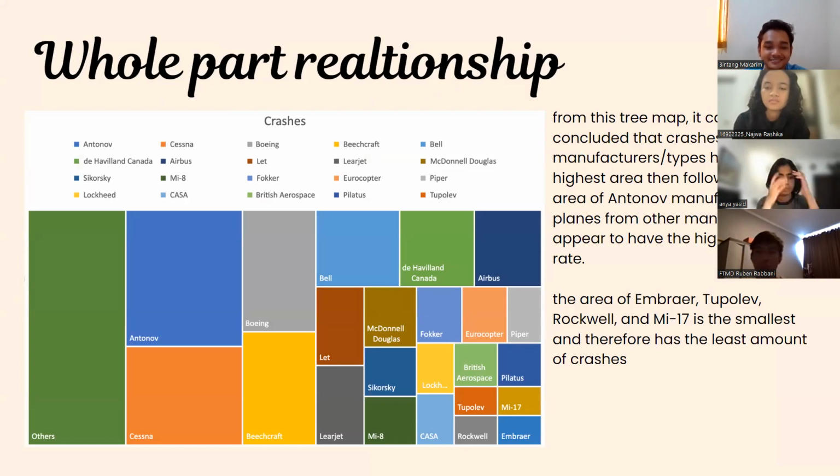From this tree map, it can be seen how often crashes happen for each manufacturer or each type. The one that has the highest area is miscellaneous manufacturer or others, followed by Antonov and Cessna. While the ones with the least area, which shows the least amount of crashes, are Embraer, Tupolev, Rockwell, and Mi-17. Next.